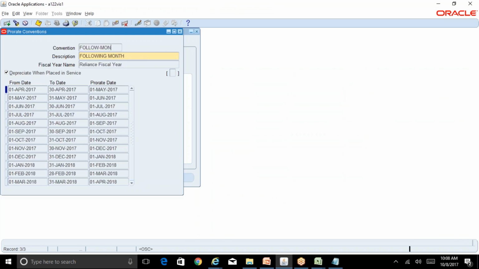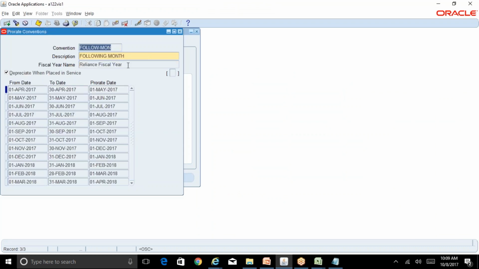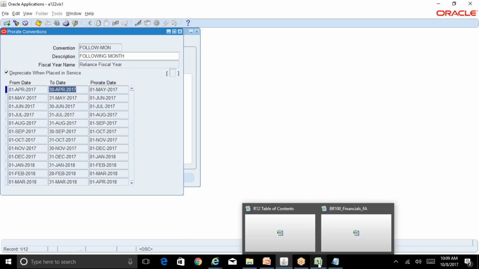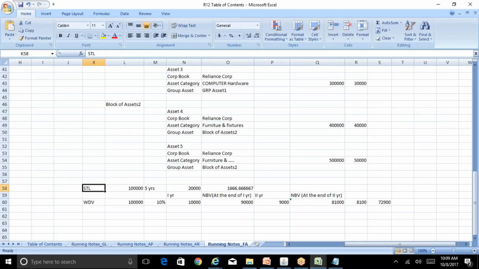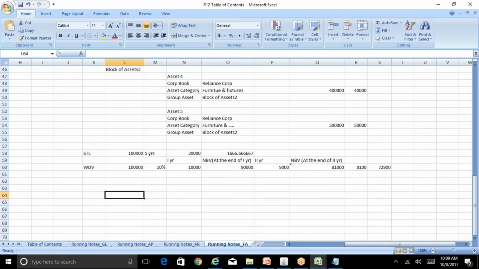So when you are creating a prorate convention, again click on plus and create your own prorate convention related to your Reliance fiscal year. So what is the prorate convention? Different countries have different laws as far as the date placed in service is concerned. So what is date placed in service, and what is this prorate convention? Throughout our training session, I'll be using this word DPIS. DPIS stands for date placed in service.